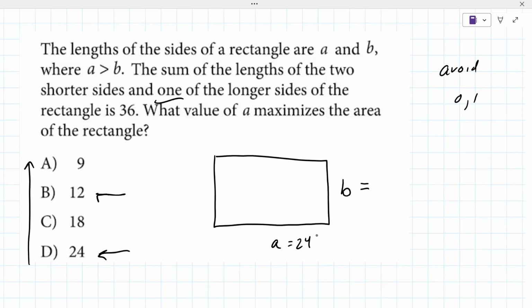6. What is 6 times 24? 6 times 20 is 120. 6 times 24 is 144. Good. Now let's try another one. If A is 18, what is B?